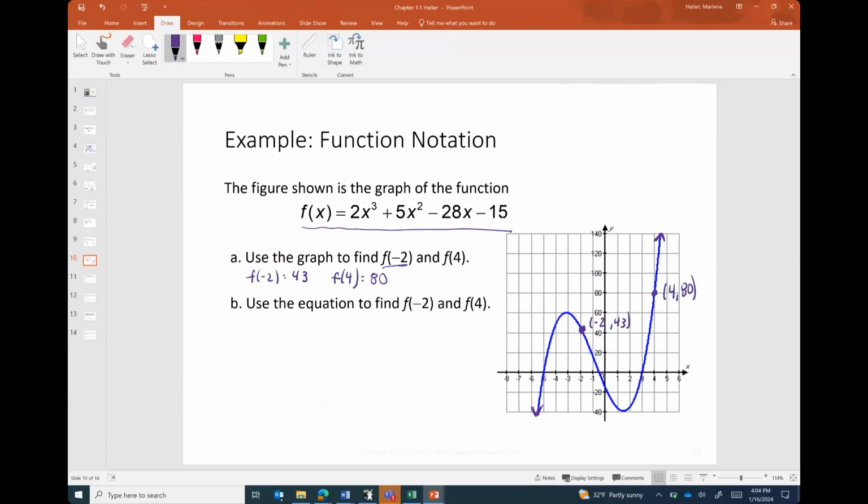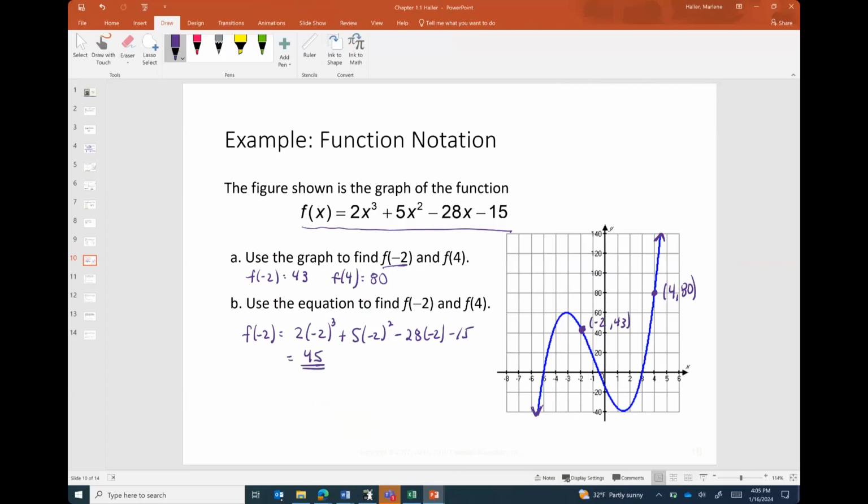find more specifically what that value is if we just use the equation to evaluate f of negative 2 and f of 4, right? Using the equation to find f of negative 2, we're just going to substitute negative 2 in for x and simplify. So 2 times negative 2 cubed plus 5 times negative 2 squared minus 28 times negative 2 minus 15. And you can plug all that into the calculator, and you'll see that that actually equals 45.